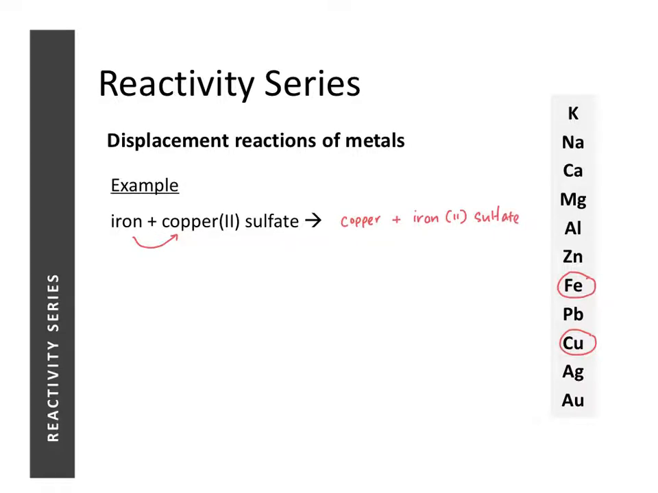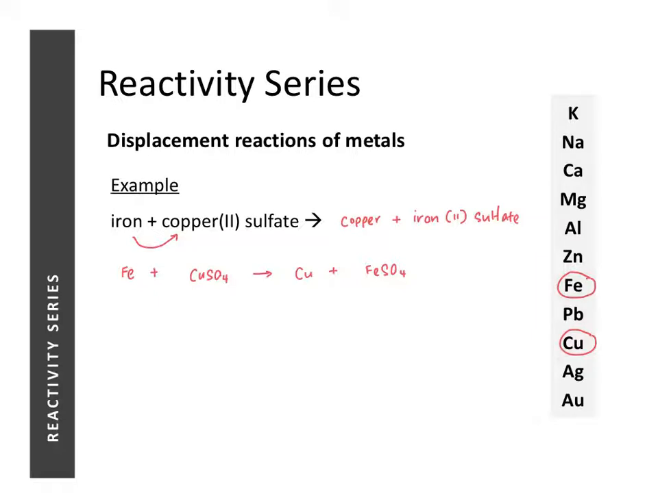Again, this is not unlike the displacement reaction for halogens. Once again we will need to learn to write the chemical equation for this reaction. Iron is a metal, so the formula is just a symbol. Copper 2 sulfate has this formula. By now you should be quite familiar. Copper is a metal, so again we are just writing the symbol, and then iron 2 sulfate has the following formula. Next we need to try to balance it.